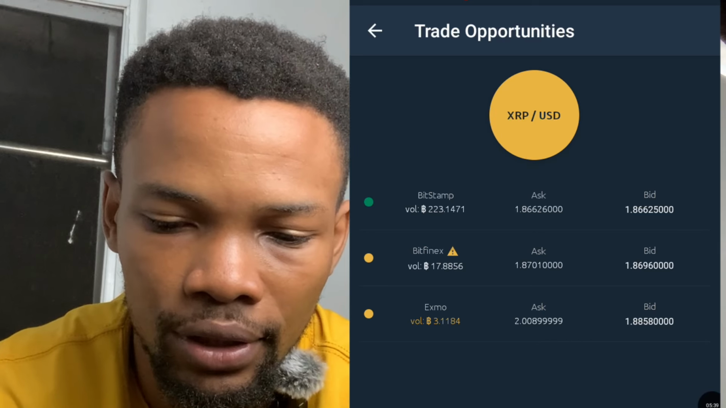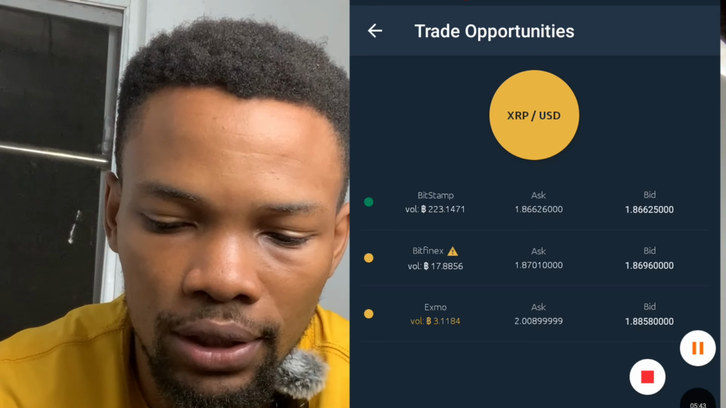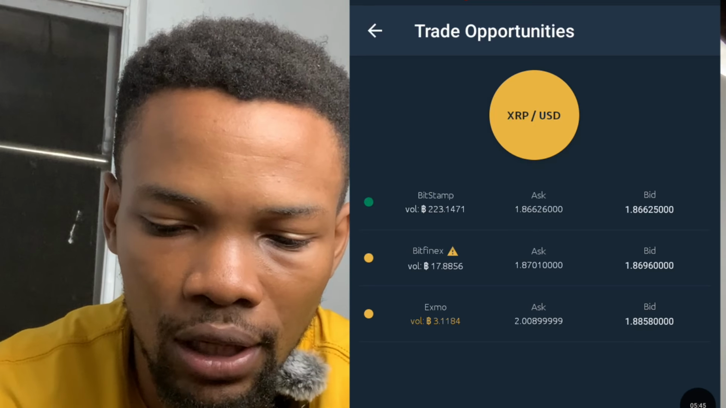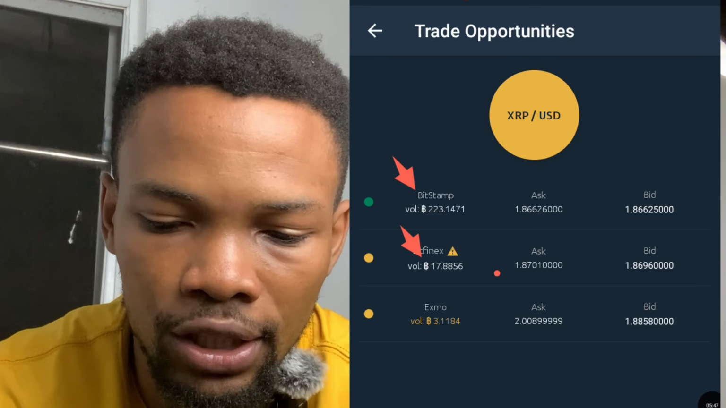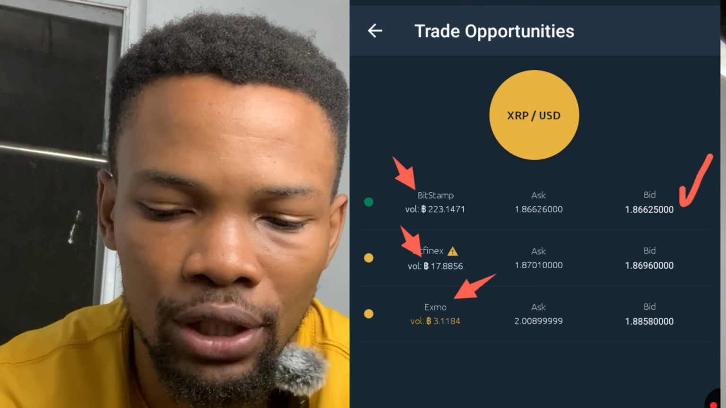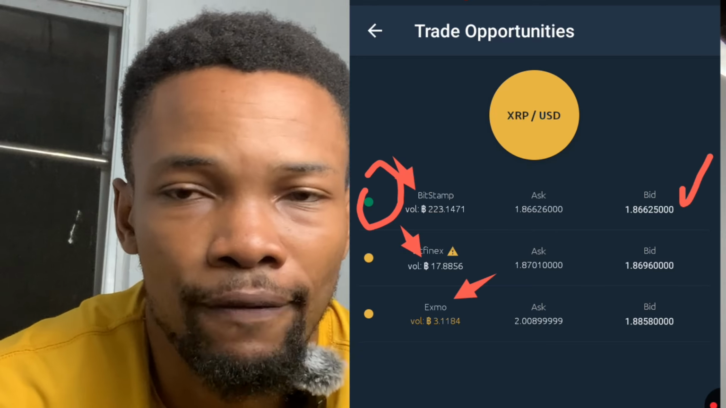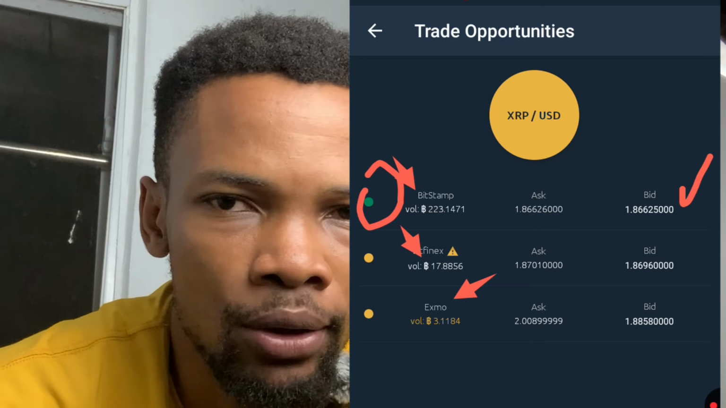You can see this is okay. Let me click on the first one. On this first one, you can see the three exchanges, which is Bitstamp, Bitfinex, and Exmo. So this shows that there is no issue with Bitstamp. You can see Bitstamp is showing green, which means you may be able to buy on Bitstamp.